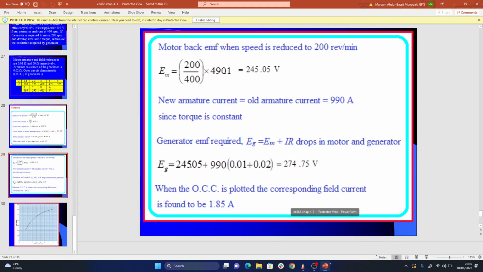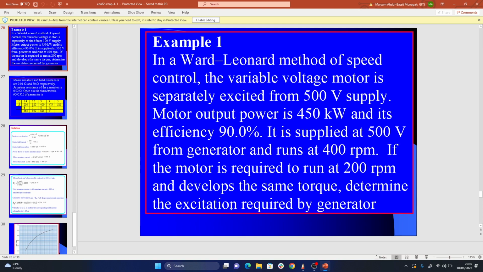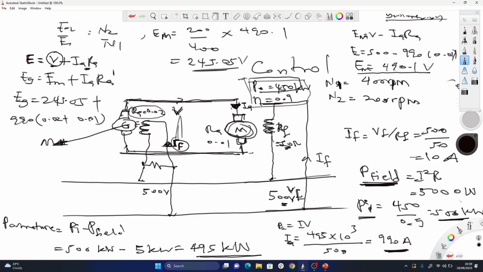The question wanted us to find the excitation required. And I said the excitation comes from the field current that will go through the generator field winding. That gives us the E, which will give us the voltage for this motor that will cause the speed to reduce to 200. It's a lot. Just play back and get this part, but it's not difficult at all.